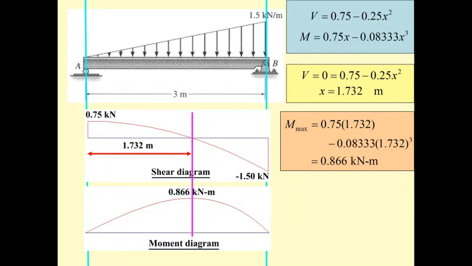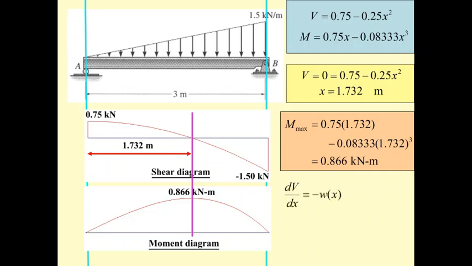So the maximum moment occurs at shear equal to 0. Why? Because if you remember, dm by dx equal to v. It means dm by dx, the slope of the bending moment, is equal to shear. If shear is 0, that means the slope of the bending moment is 0. When the slope of a function is 0, it will produce the maximum value or minimum value.